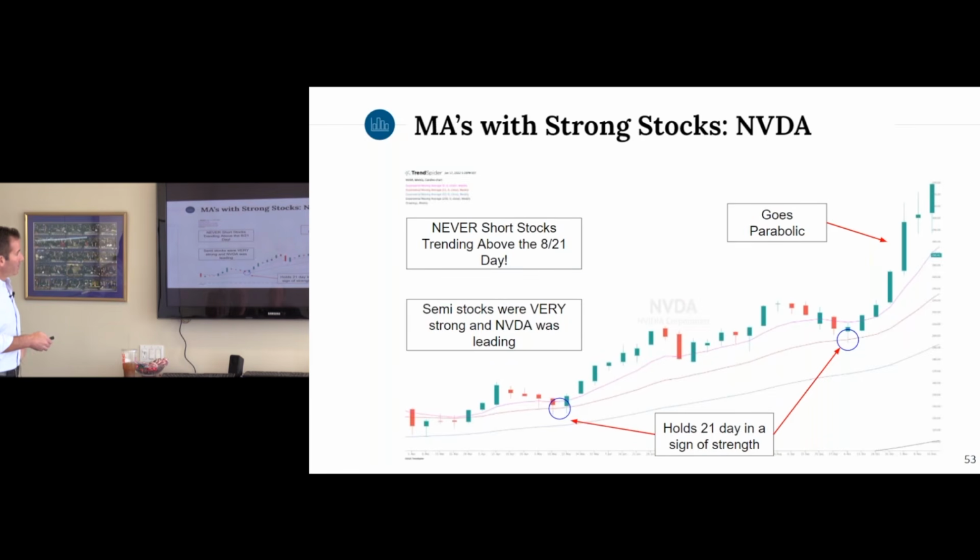So NVIDIA. NVIDIA has been a strong stock for a long time, and recently, in the last month, it gave you clues saying, hey, tech could be vulnerable. Never short stocks trending above the 21 day. That's a definite thing to note. Semi stocks were very strong and NVIDIA also led. Here, it moved above the 8 day, stayed above the 21 day, and had a really nice ramp.